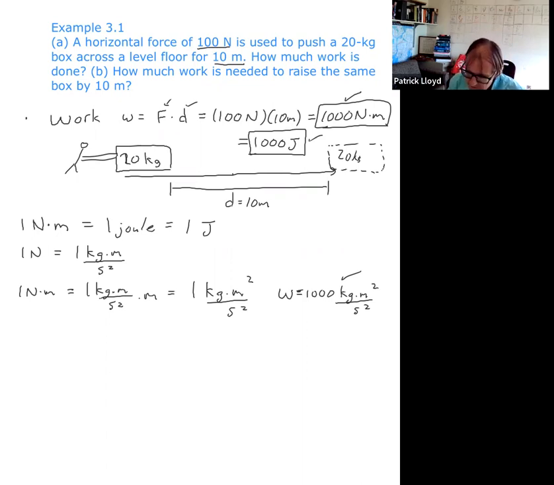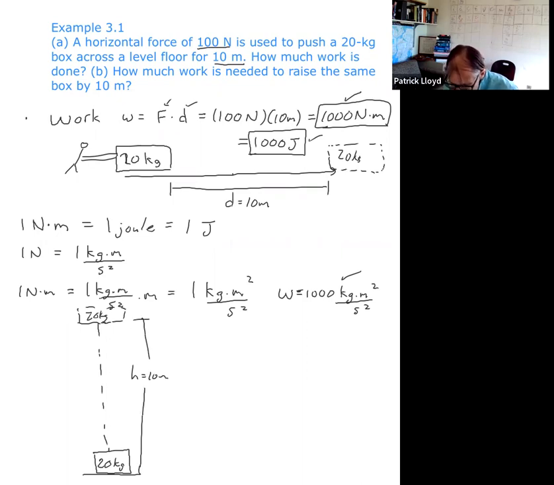Okay. Now, part B says how much work is going to be needed to raise the same box by 10 meters. So now it's a little bit different. Now what we're doing is we're raising this box, again, same box, and it's got to get raised by a height of 10 meters. Okay, so h is 10 meters height, right?